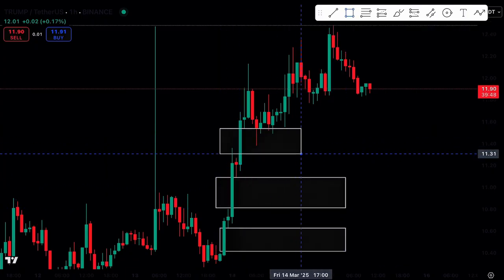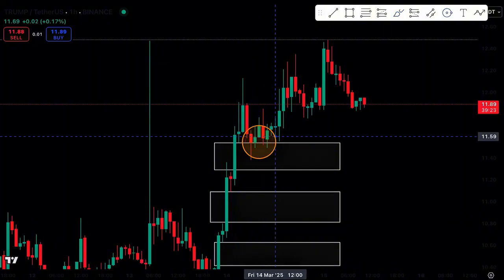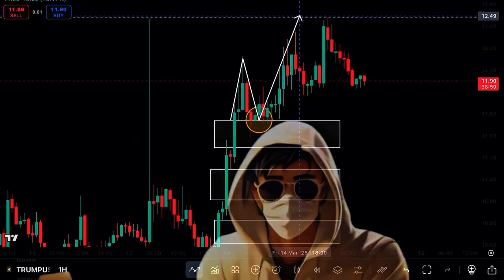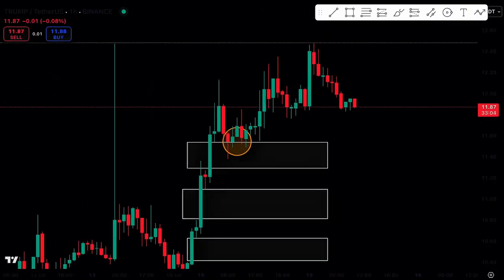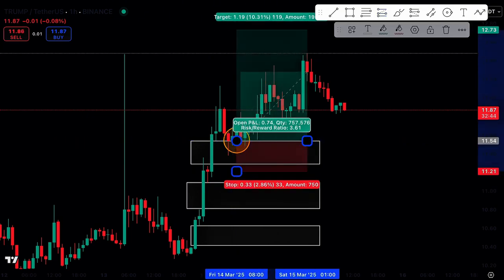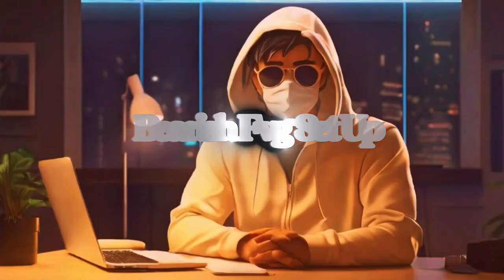Wait for price to retrace into the gap. Look for confirmation like a bullish rejection candle. We have to wait for price to retrace to this level. Since price comes near this, we have to wait for confirmation. Enter a buy trade, placing SL below the FVG zone. TP at the next key resistance or order block.